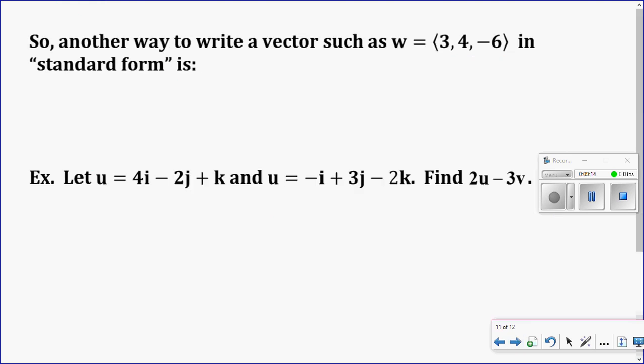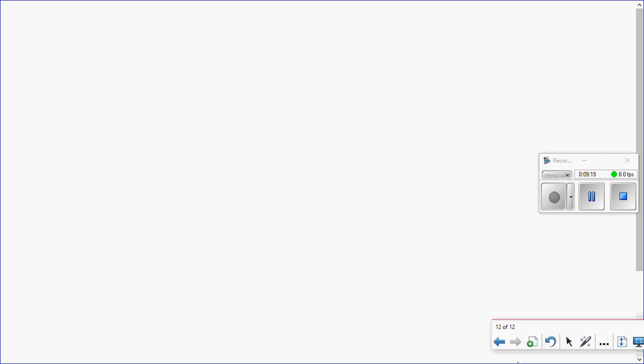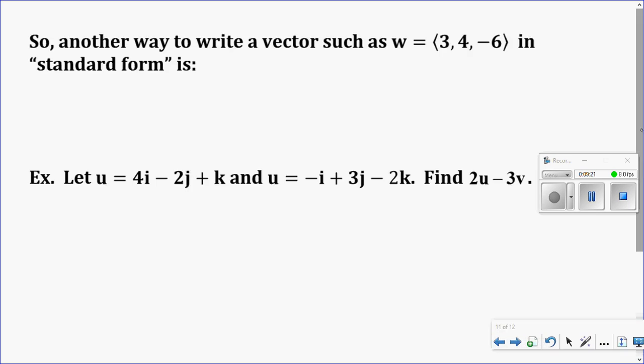All right, so let's take a look at this last part, and I think, all right, this is it. I'm going to finish this page, and we'll just be done that way.